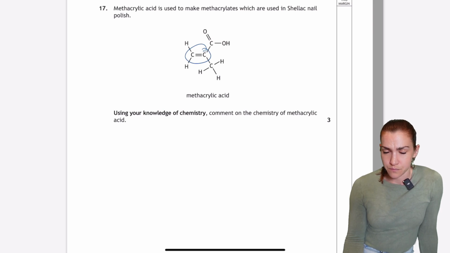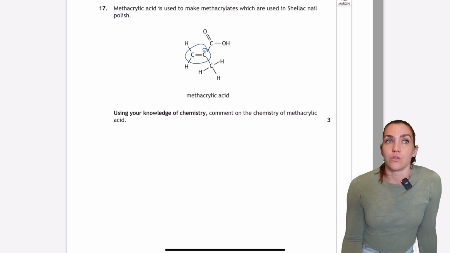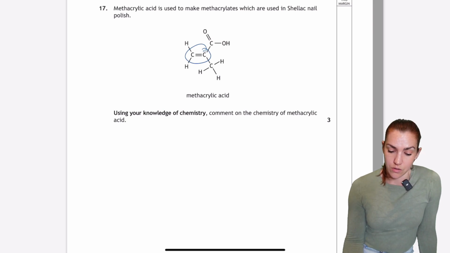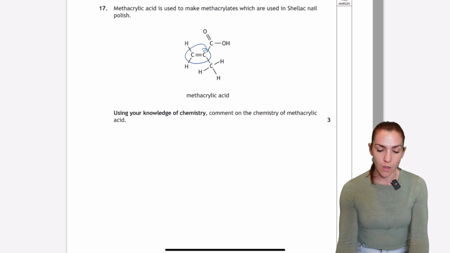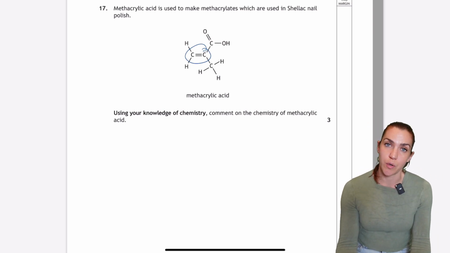You could then draw products of addition reactions. You could draw the bromines added across the double bond. You could draw hydrogen added to it to make it saturated. You could show the addition reaction with water, which would end up adding a hydroxyl group onto it.